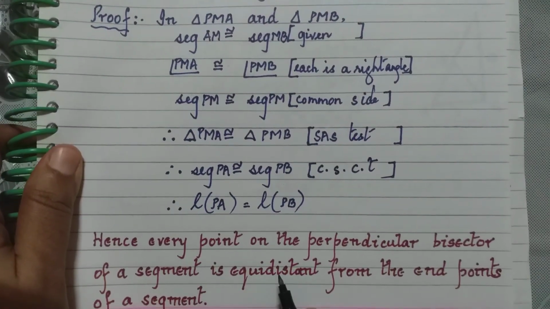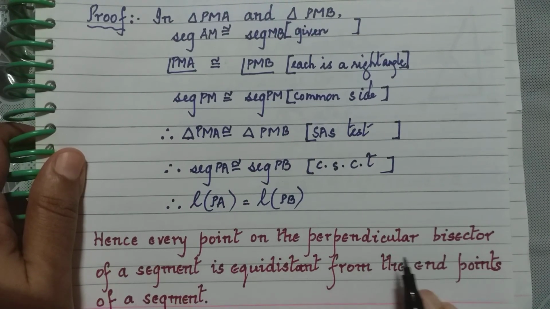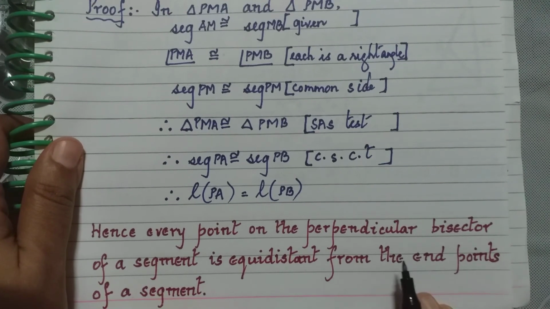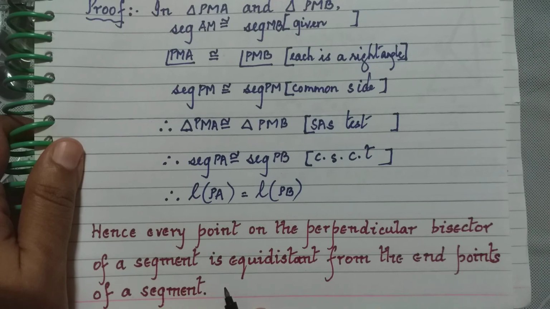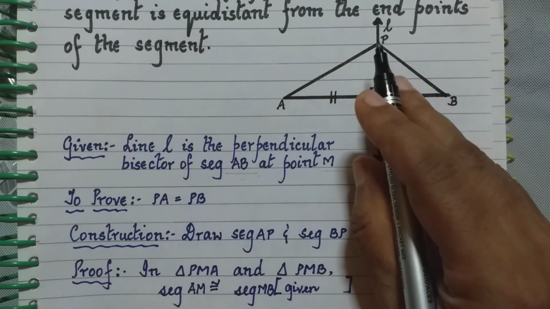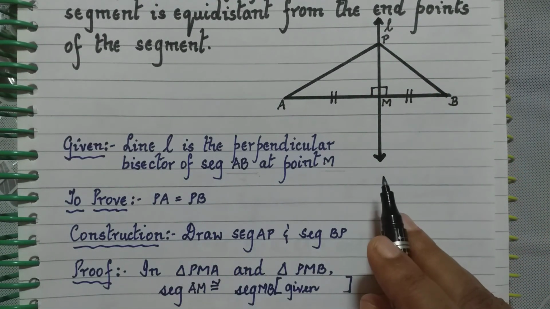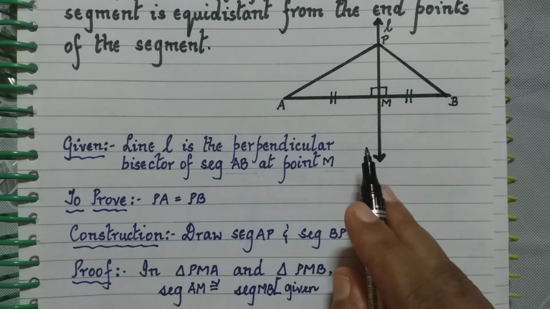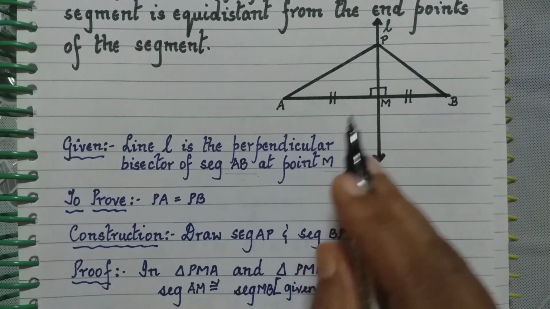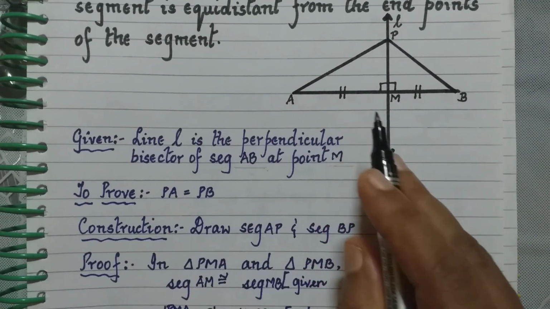Therefore, we can state the theorem again. Hence, every point on the perpendicular bisector of a segment is equidistant from the endpoints of the segment. That is, here we have taken the point P, but if it is any other point on this bisector also, the same way we can prove and say that the two triangles are congruent. Therefore, these distances are equal to each other.